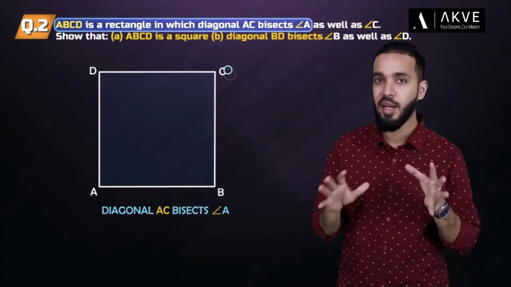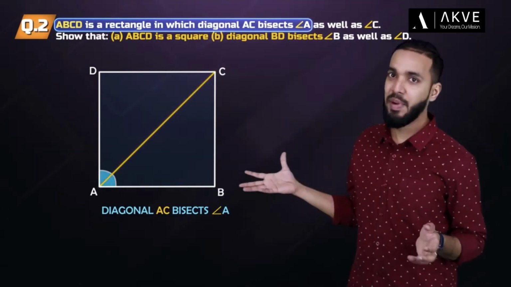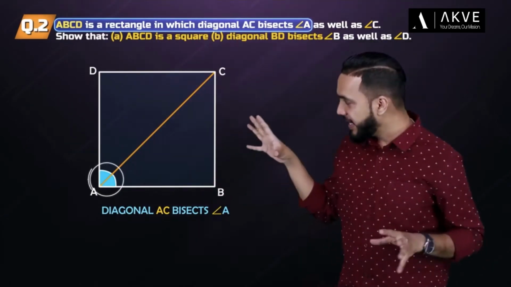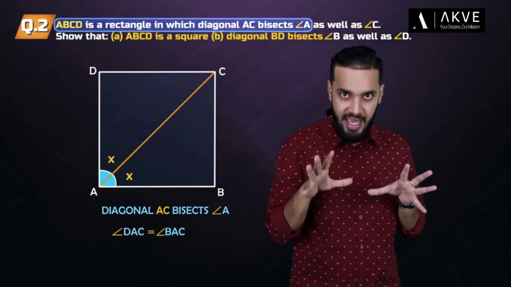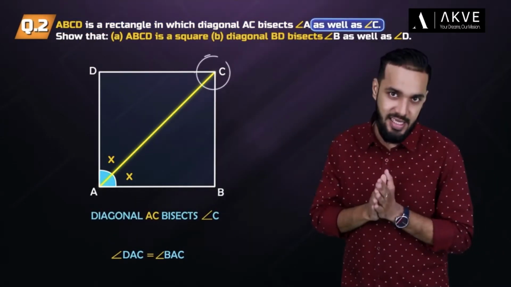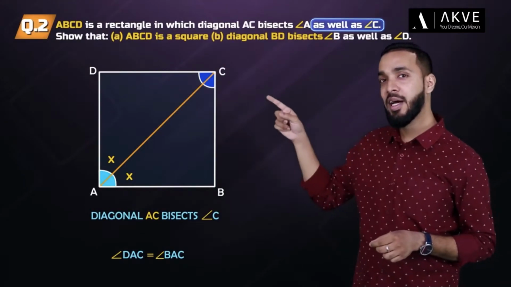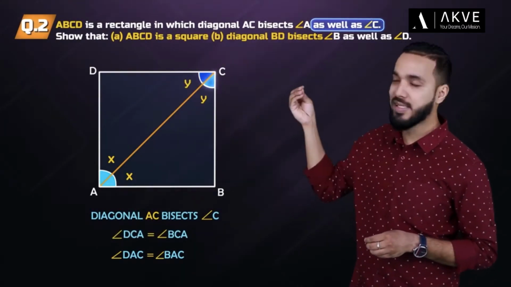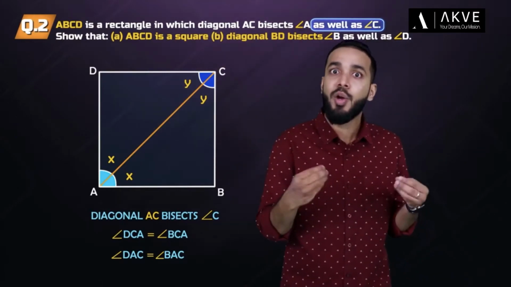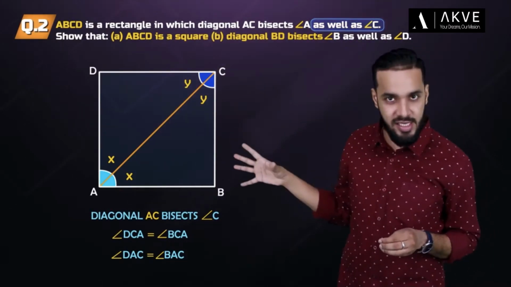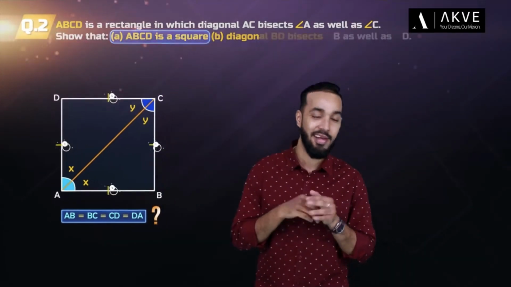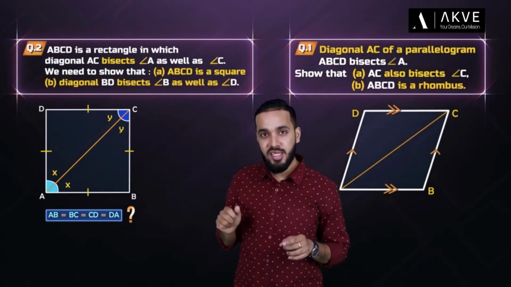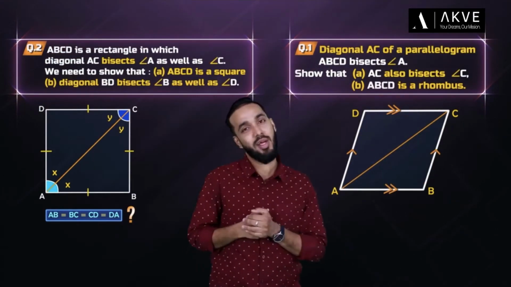So, as per the question, ABCD is this rectangle where this diagonal AC bisects angle A, which means these two angles DAC and BAC are equal. AC also bisects angle C, which implies that angles DCA and BCA are also equal. Now, we need to show that this rectangle ABCD is actually a square, or in other words, all the sides are equal. Now, if you think about it, this question is actually a close relative of the previous one.